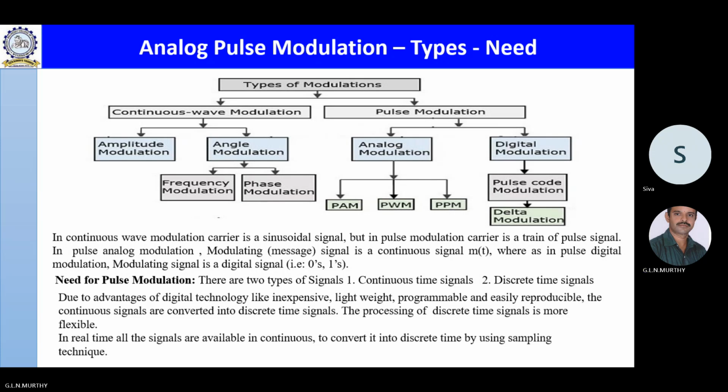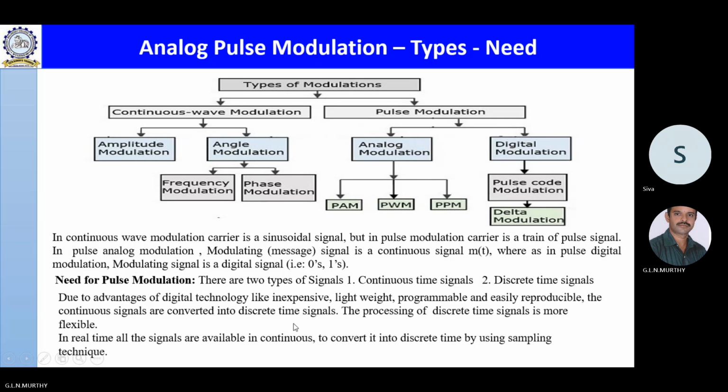Why? Discrete time signals occupy less storage space, less bandwidth, less processing time, and less transmission time. Why? Because we know the difference between a continuous time signal and a discrete time signal. We all know, very familiar. But for your information, I will just give an illustration.